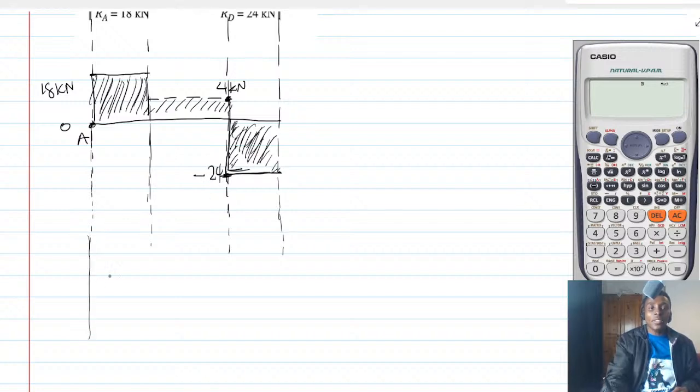Now we need the bending moment. We need the bending moment. Again, let's call a zero line here.